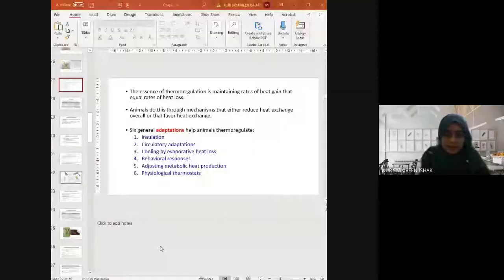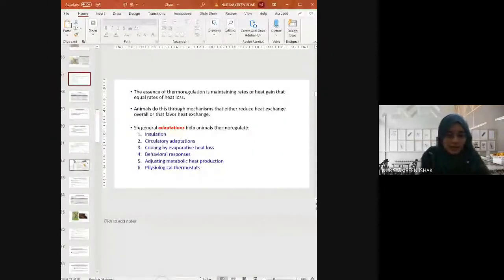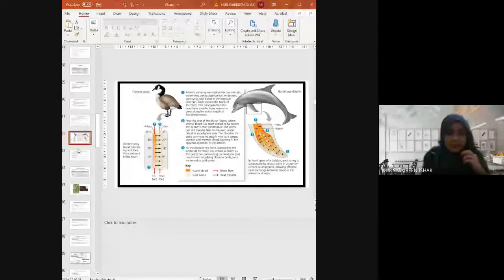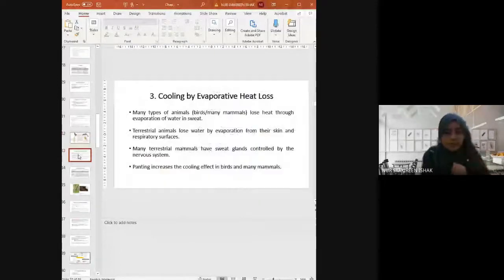Ada buat sikit-sikit perubahan pada lecture note, okay, supaya saya senang nak refer kepada text and also figure. Tapi content all the same. So yesterday we stopped at number 3, which is cooling by evaporative heat loss.